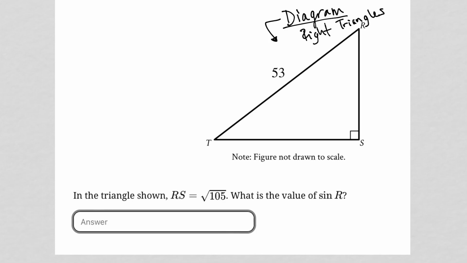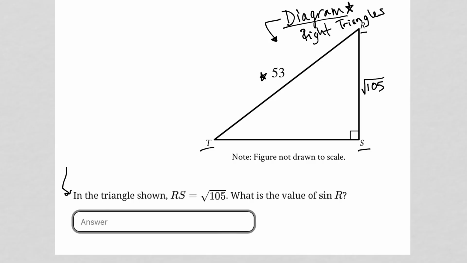But when it comes to diagram questions in general, the idea is that you want to label your diagram with any given information, as well as any other information that you know. Because this test is digital, I do suggest that you redraw this triangle yourself on your scratch paper, and label it as such, right? We have R, we have S, we have T, and we also have 53 here as the hypotenuse. So reading the question, we see that it says in the triangle shown, RS is equal to square root 105. So we're going to label that where RS is, that's square root 105.